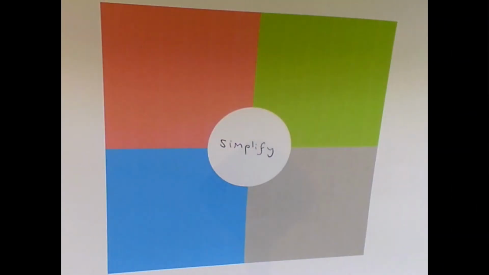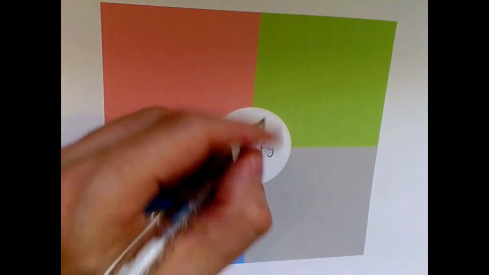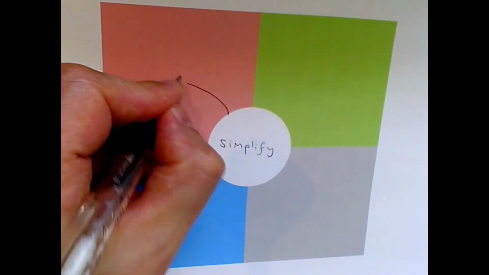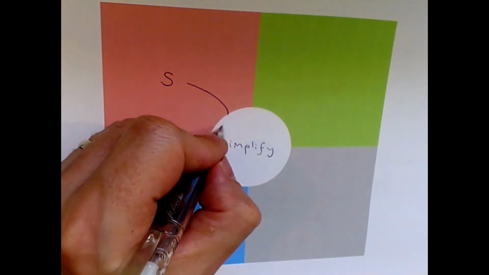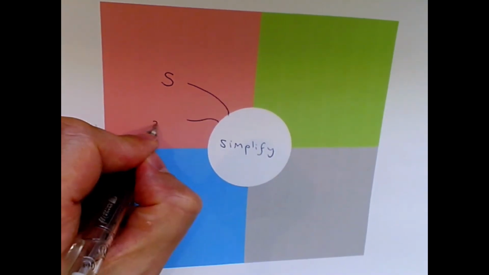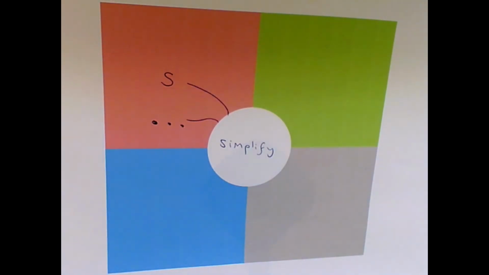Now let's look at our word map for simplify. Here's our word map for simplify, starting with red for what you said, the sound structure of the word. Simplify begins with an S sound, and it has 3 syllables. Simplify, like that.